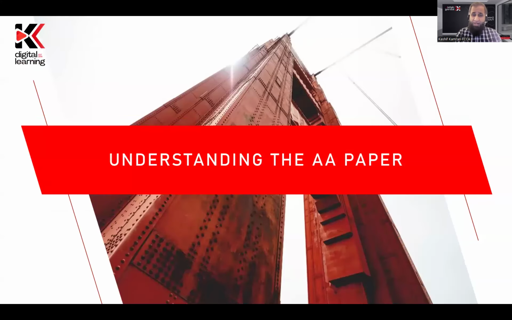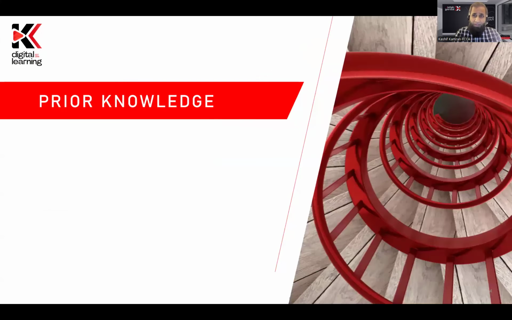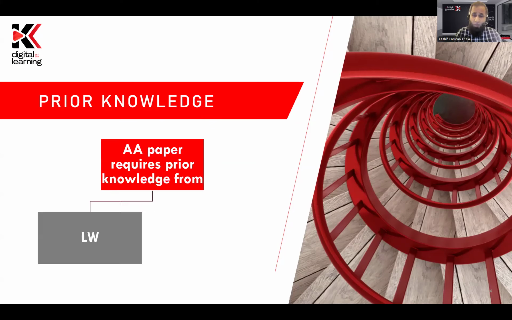Now let's first understand the AA paper. In terms of the prior knowledge you need for the AA paper, there are two papers which will contribute. Number one, the law paper, which will help you with the knowledge around corporate governance, because corporate governance is a topic within the AA syllabus, and your understanding of the general laws and regulations which you have studied in the law paper, particularly corporate governance, will be of benefit in the AA paper.